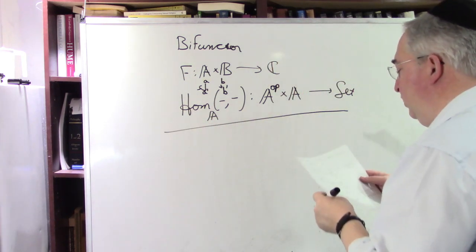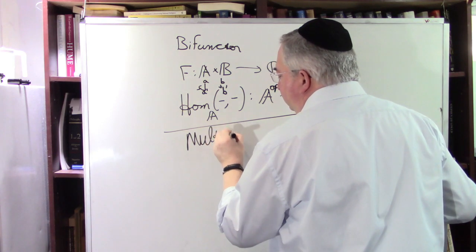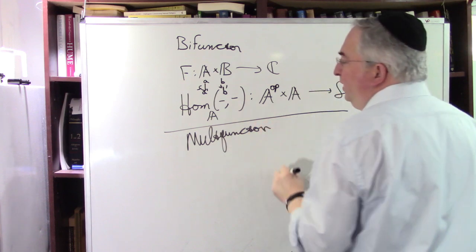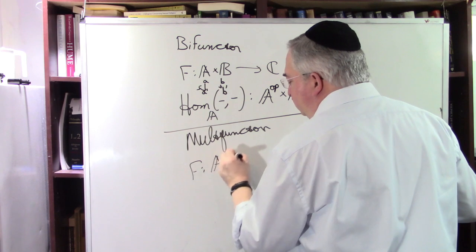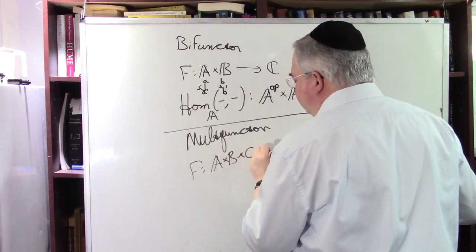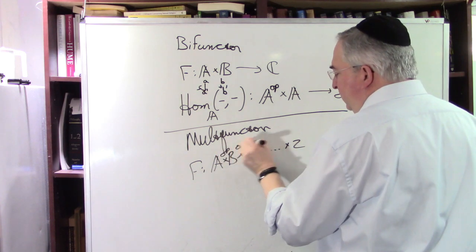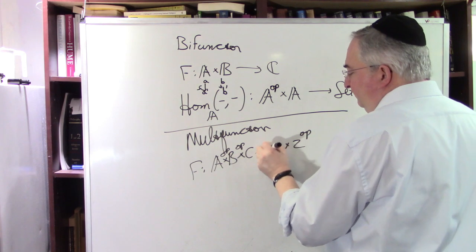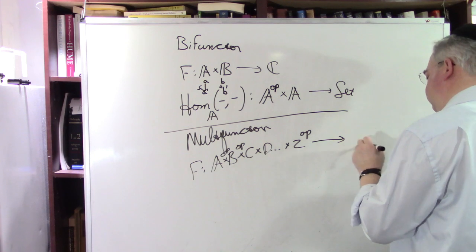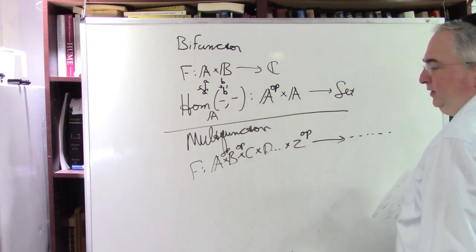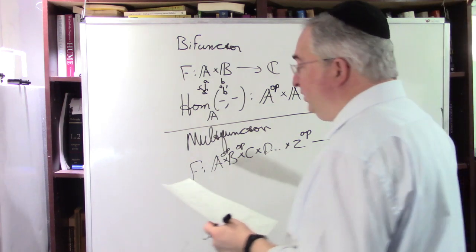Okay? You also have something called a multifunctor. Multifunctor, which is a functor that takes many inputs. Some of them might be opposites, and some of them might not. You can go to many categories also. So those are multifunctors, and there are lots of requirements for that, and we're going to do that a lot.